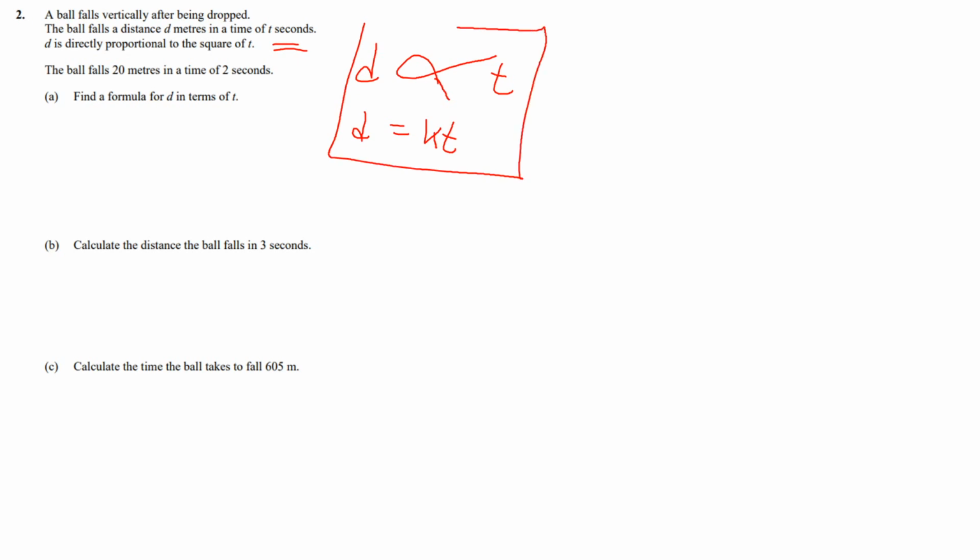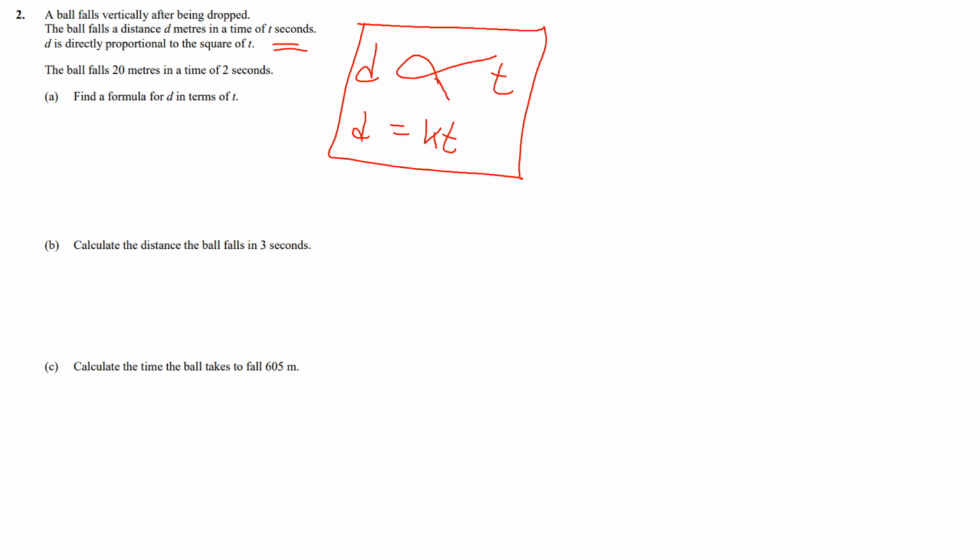A ball falls vertically after being dropped. The ball falls distance d in a time of t seconds. D is directly proportional to t, and we're told that the distance fallen is 20 meters in 2 seconds. So what is a formula of d in terms of t? Whenever something is directly proportional, this basically means d α t, or d is equal to a constant times t. Write this down if you haven't done so already, because this is very important.